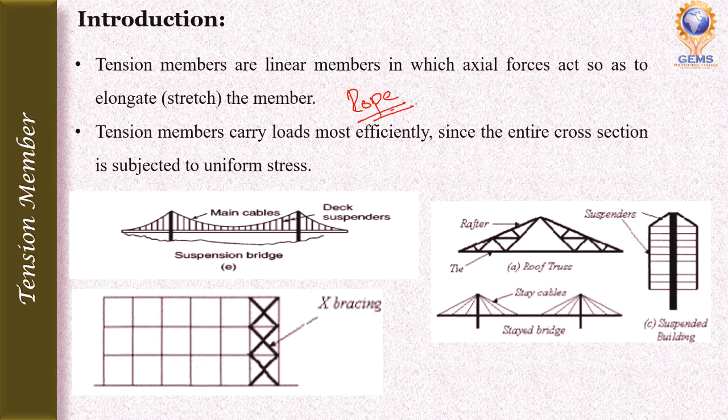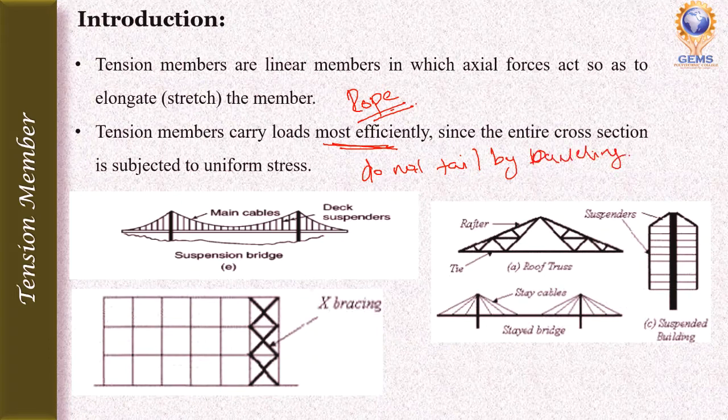This tension member carries load most effectively. Why? Because if you consider the entire cross section of the tension member, the entire cross section will undergo uniform stress. That's why the load carrying is most effective in the tension member. These tension members do not fail by buckling, as a compression member does.